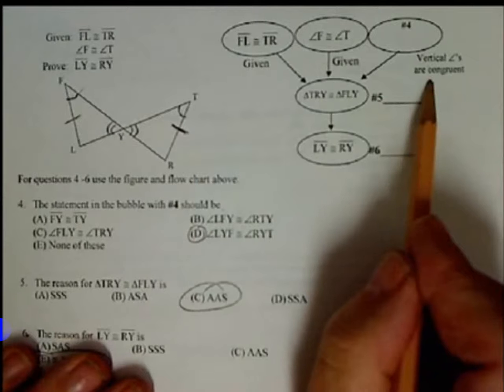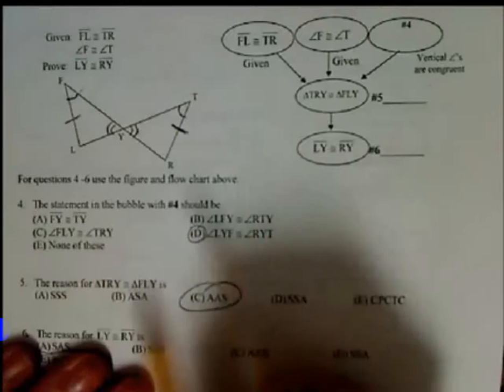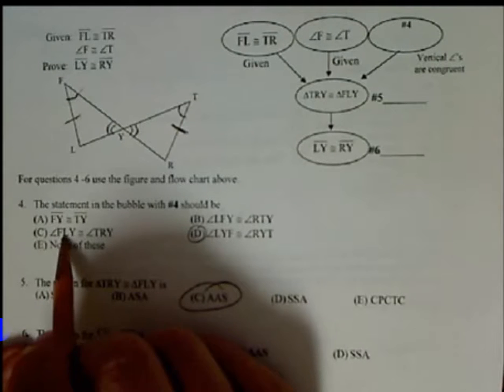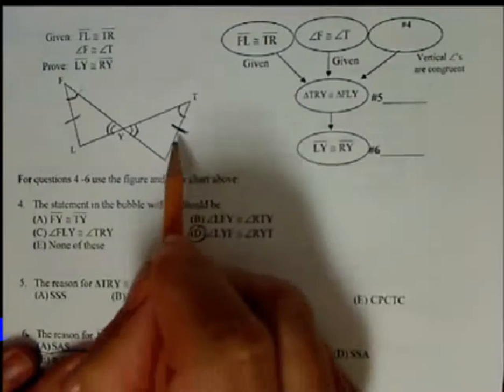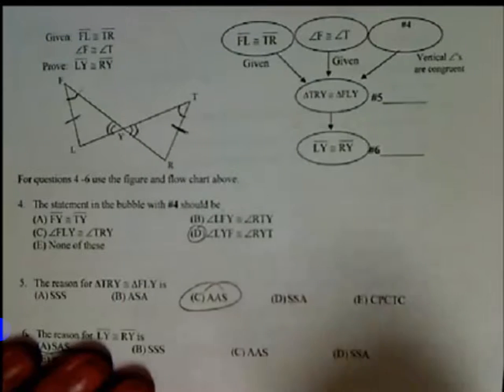I just have to find my correct one. Well, I need to make sure that I've got Y in the middle. So if I look at this one, those are not Y's. So I'm looking at that one. So I have angle LYF is congruent to angle RYT. So they matched up.